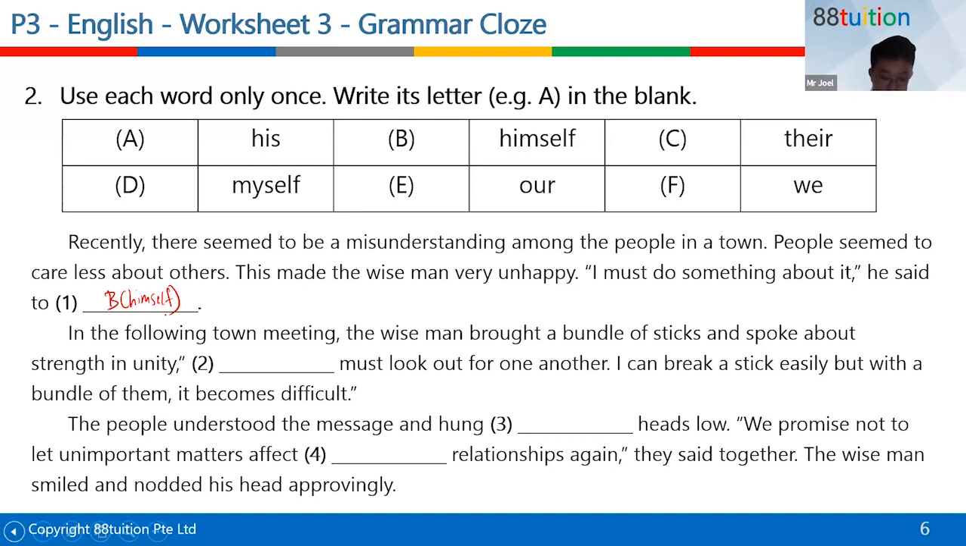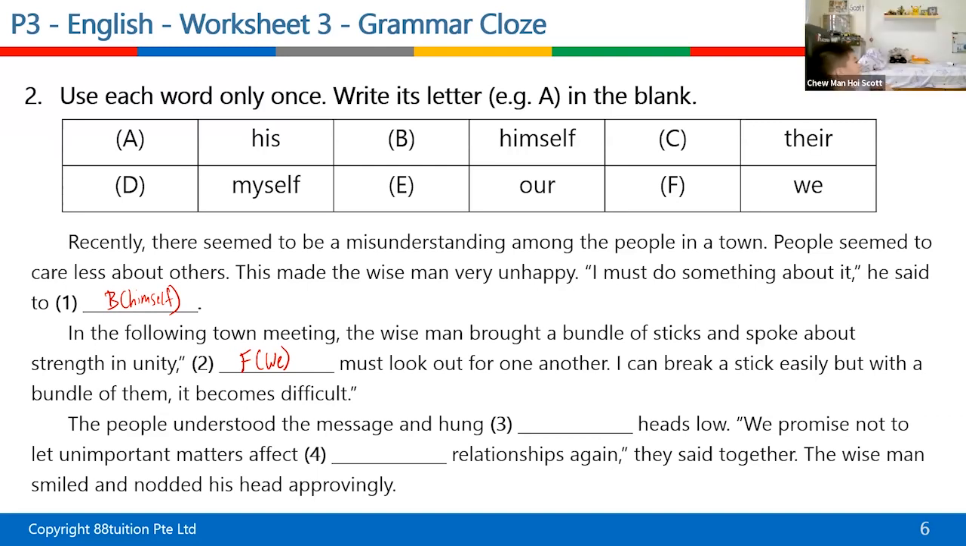Okay, in the following town meeting, the wise man brought a bundle of sticks and spoke about strength in unity. Blank must look out for one another. So over here, the answer is F. Can you explain, Scott? If you can explain, you get extra marks. The answer here is we. Why must we use the word we?